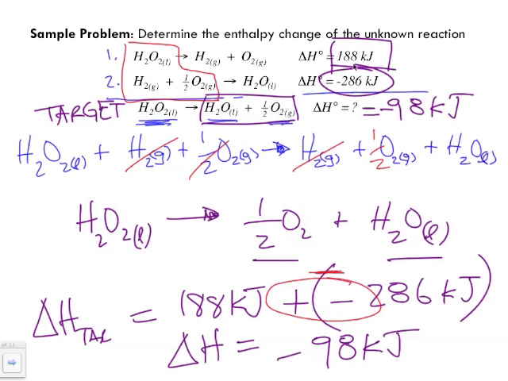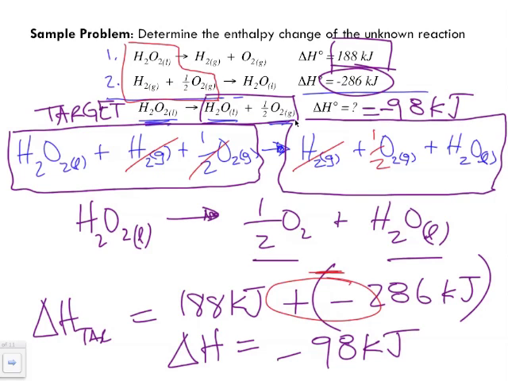So negative 98 kilojoules. We added these two together because we don't just automatically do this right away. We want to make sure that if we combine all our reactants together and all our products together, and we start canceling out common compounds between the reactants and products, we're left with the same products and reactants as our target equation.